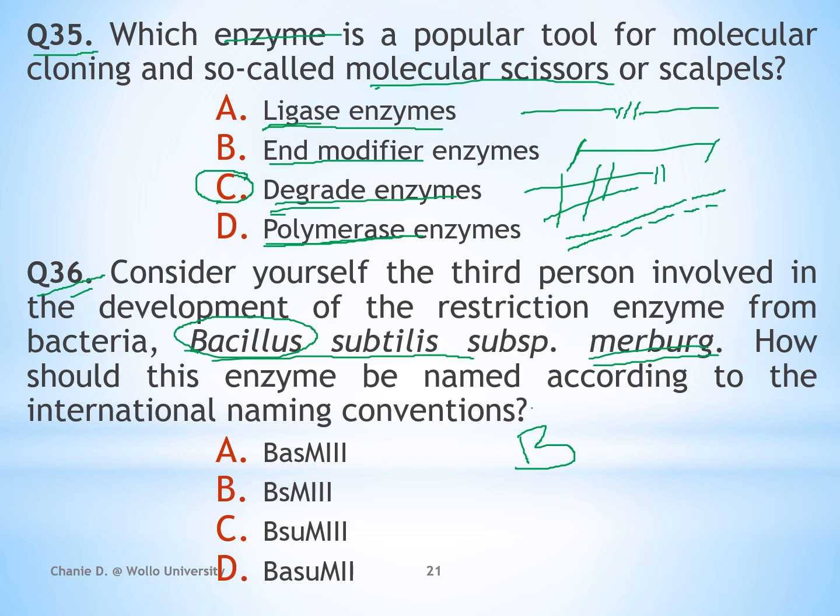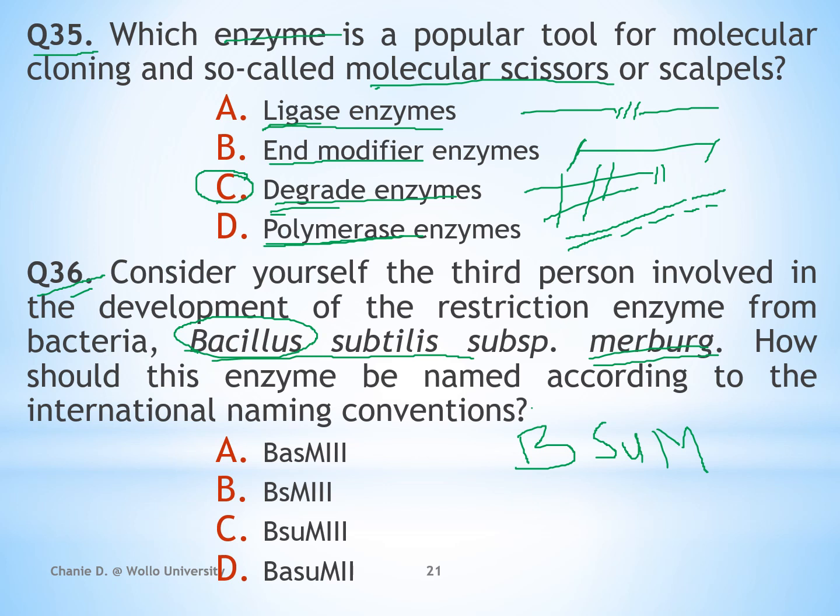Second, take the first two small letters of the species name. The species is subtilis, so we take S and U. Third, take the first letter of the strain. Here the strain is Murberg, so we take the first letter of the strain name.